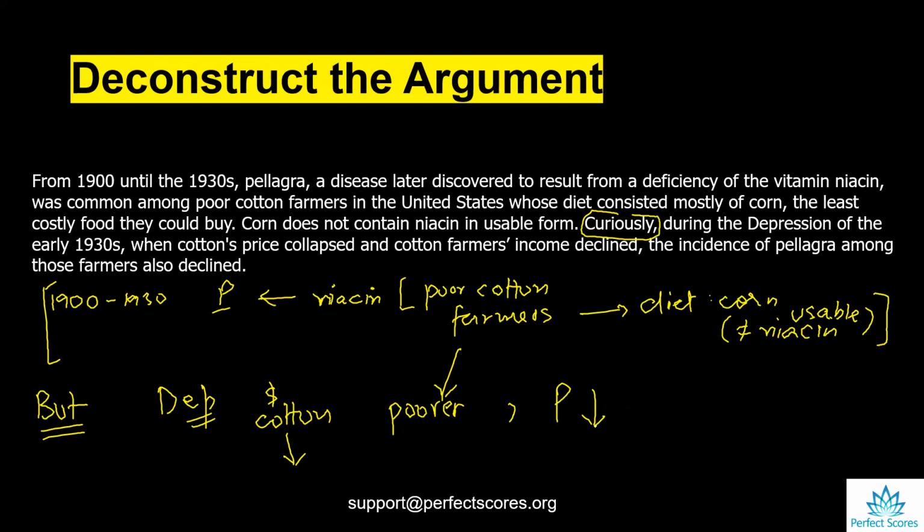Because of the depression, they were not able to consume the corn, and anyway, it doesn't have niacin in a usable form, and that was the reason. I mean, the incidence of pellagra went down in them. Yes. So basically, what the argument is showing you is two different things. It's not giving you a very clear conclusion, either implicitly or explicitly, what it wants you to believe about pellagra and niacin and corn. All that it's talking about is something strange is happening.